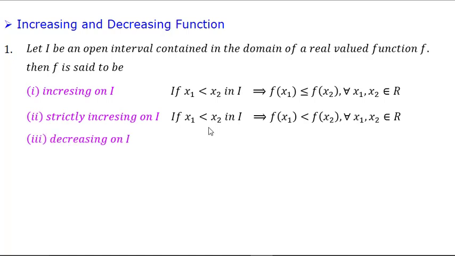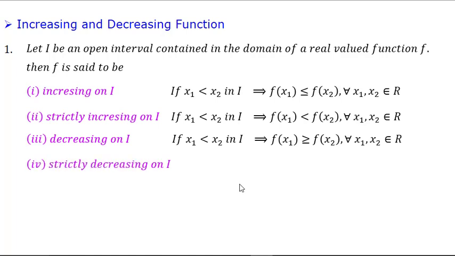In the same way, I will define a function to be a decreasing function on I if for x1 less than x2 in I, f of x1 is greater than or equal to f of x2 for all x1, x2 belonging to R. And I will say that it is strictly decreasing on I if x1 less than x2 in I implies that f of x1 is greater than f of x2 for all x1, x2 belonging to R.